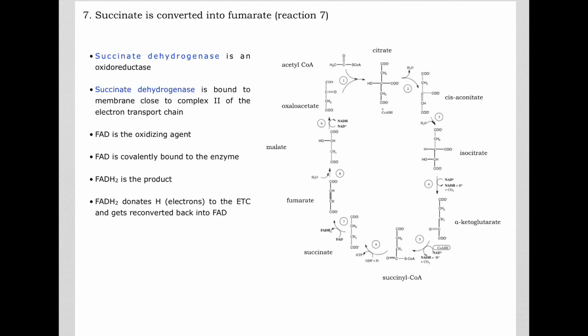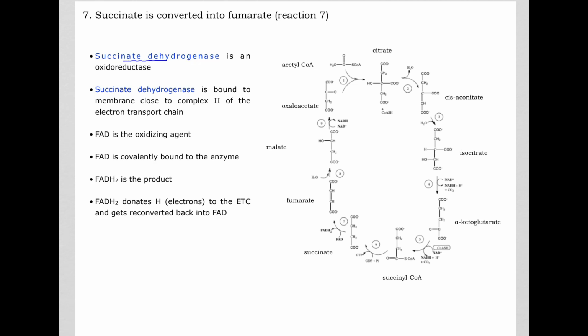In the next reaction number 7, the succinate is oxidized to fumarate. Basically, one hydrogen from here and one hydrogen from here is removed, and you get this double bond here in fumarate. The oxidizing agent is FAD. It takes the two hydrogens to form FADH2. This enzyme is called succinate dehydrogenase. Once again, it's an oxidoreductase.